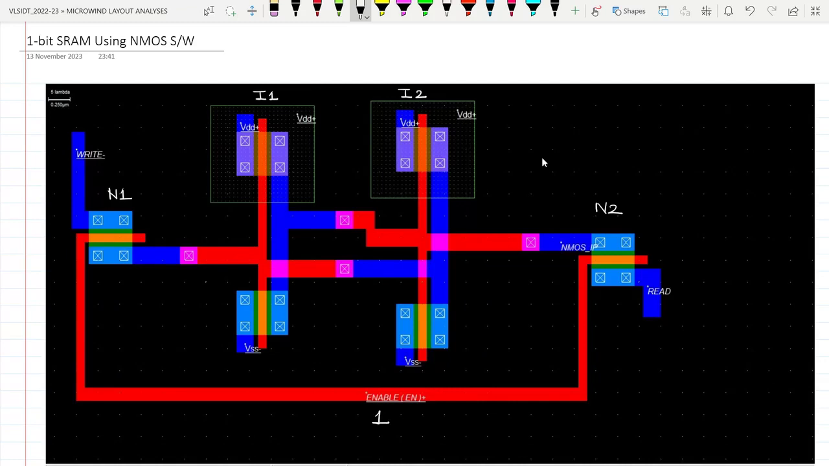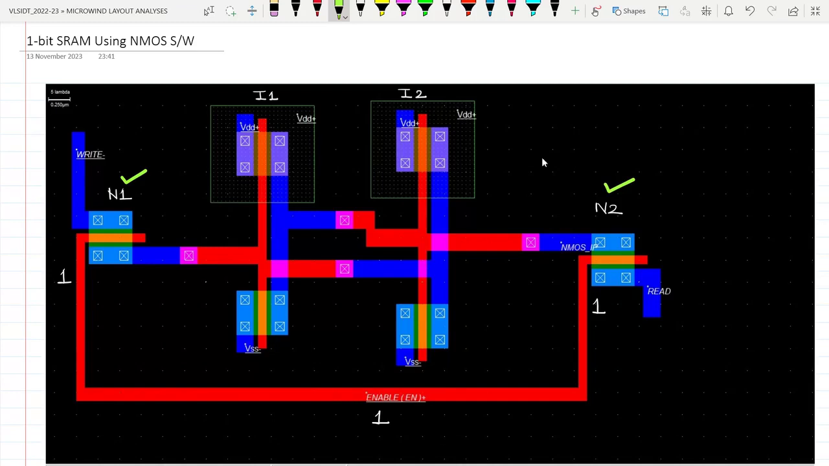As we see here, the enable signal is equal to 1. This 1 is applied to the gate of NMOS N1 as well as to the gate of NMOS N2. N1 and N2 being active high devices, N1 will be turned on and N2 will also be turned on. Now let us consider the first case where the write line is connected to 0 as indicated by write minus.